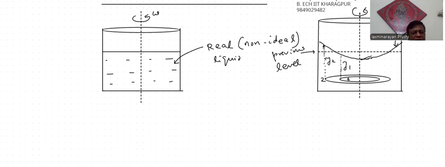Last class I discussed irrotational flow, non-rotational flow, or an ideal fluid negotiating a bend, and r into v was constant at the bend section. It was a horizontal bend. Do you remember that?